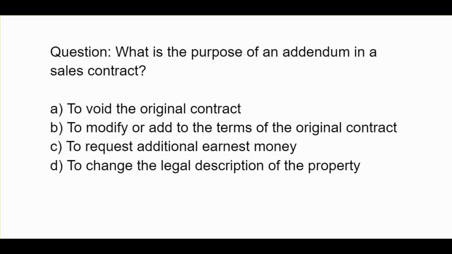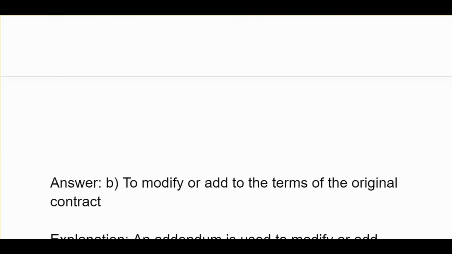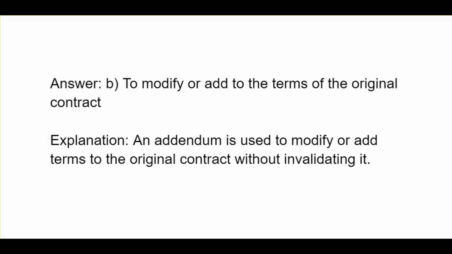What is the purpose of an addendum in a sales contract? A, to void the original contract. B, to modify or add to the terms of the original contract. C, to request additional earnest money. D, to change the legal description of the property. B, to modify or add to the terms of the original contract. An addendum is used to modify or add terms to the original contract without invalidating it.